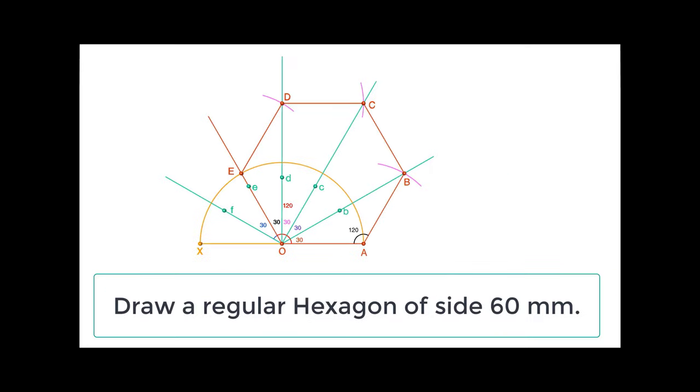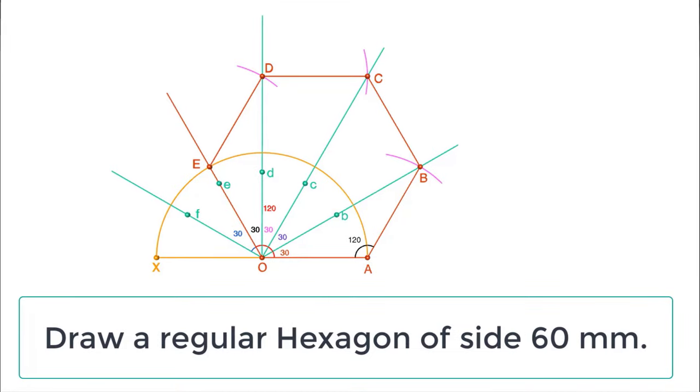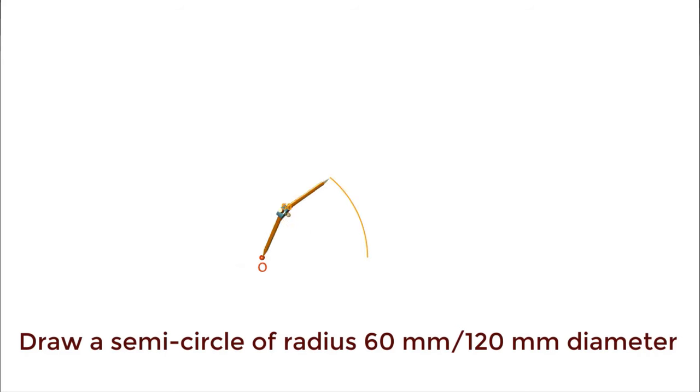Okay, now let us draw one regular hexagon of side 6 cm. As we know, a semicircle has total 180 degrees and the internal angle of a regular hexagon is 120 degrees. And from that principle, we'll draw the regular hexagon. First, let us complete the construction of a semicircle. Draw a semicircle and O is the center of the semicircle.